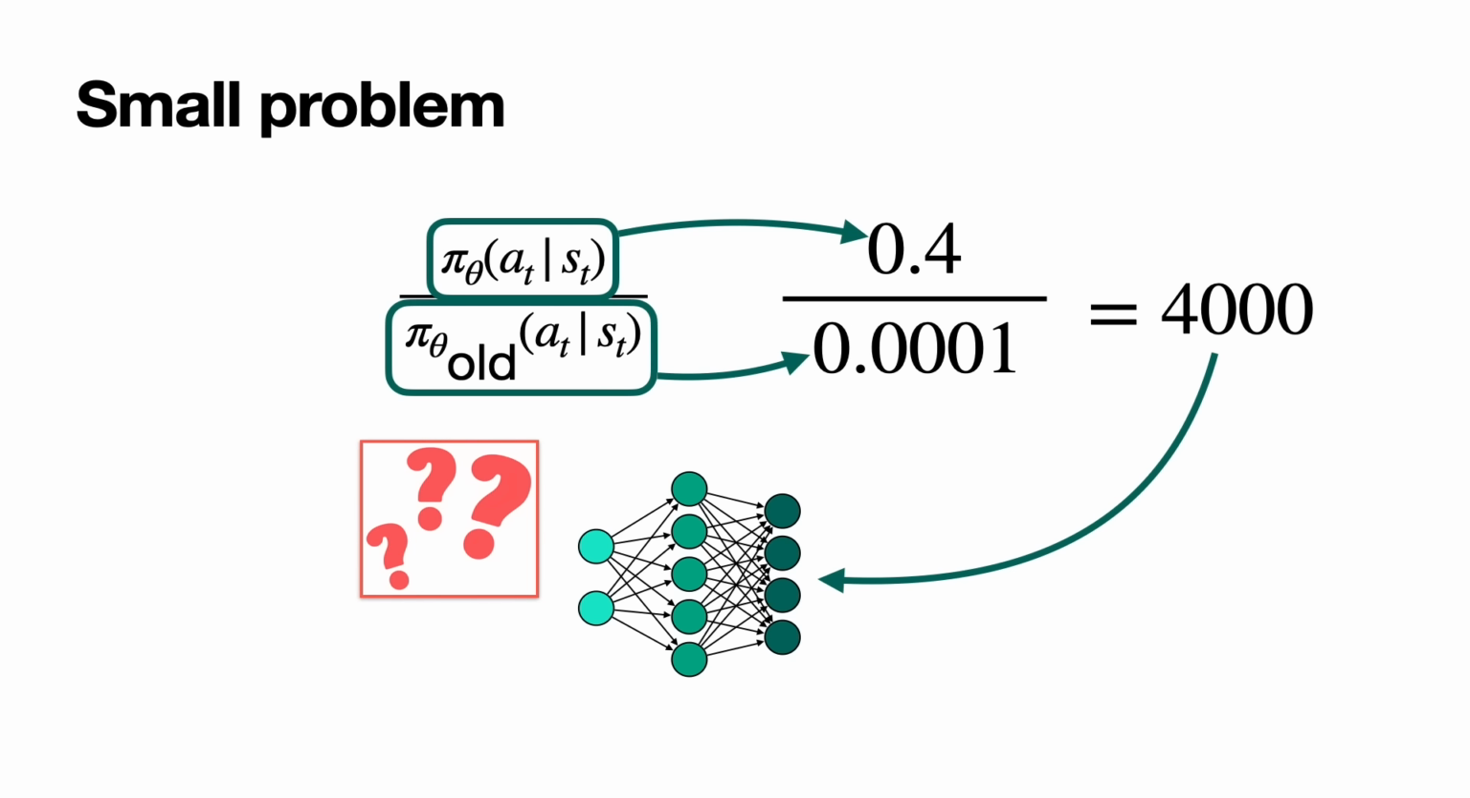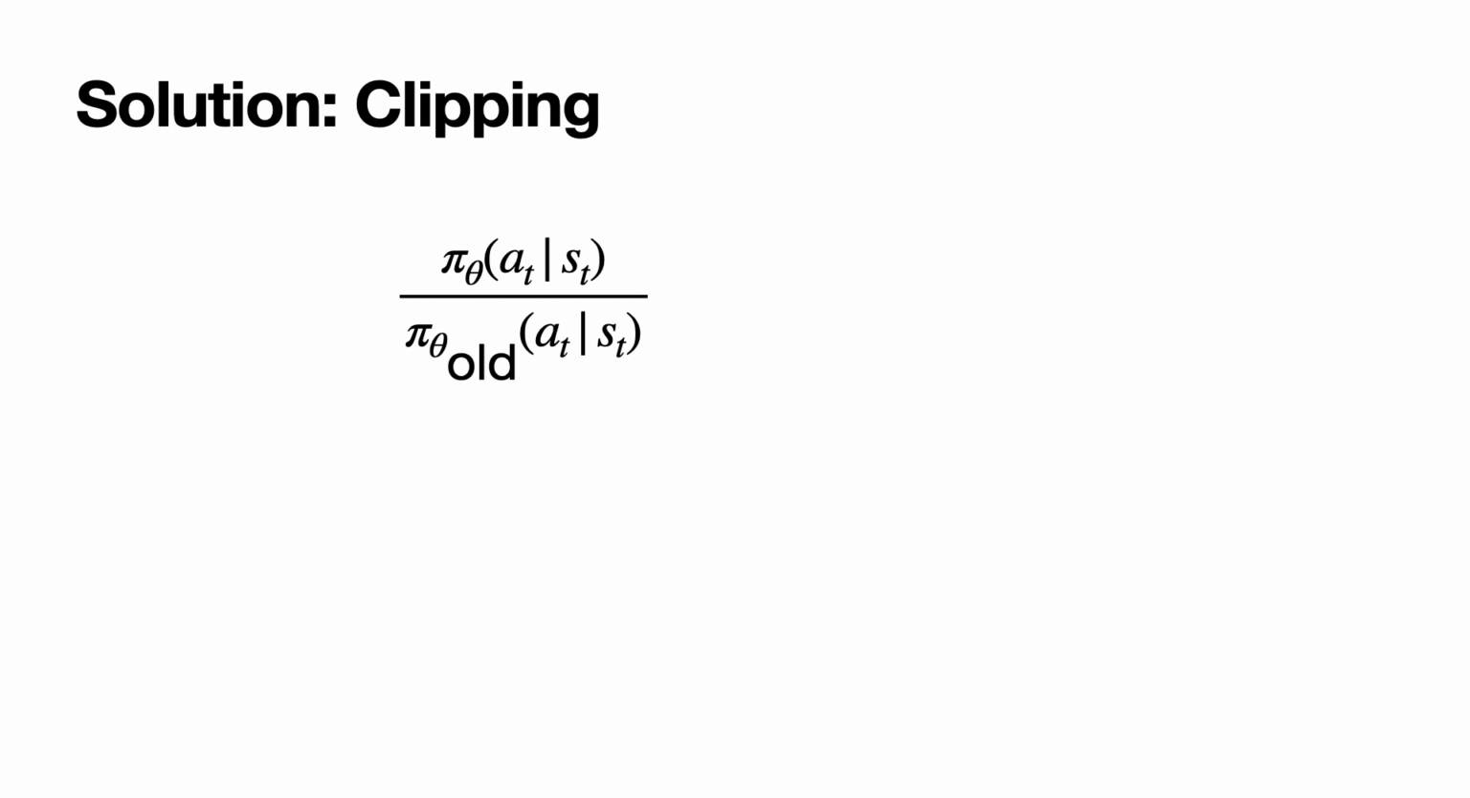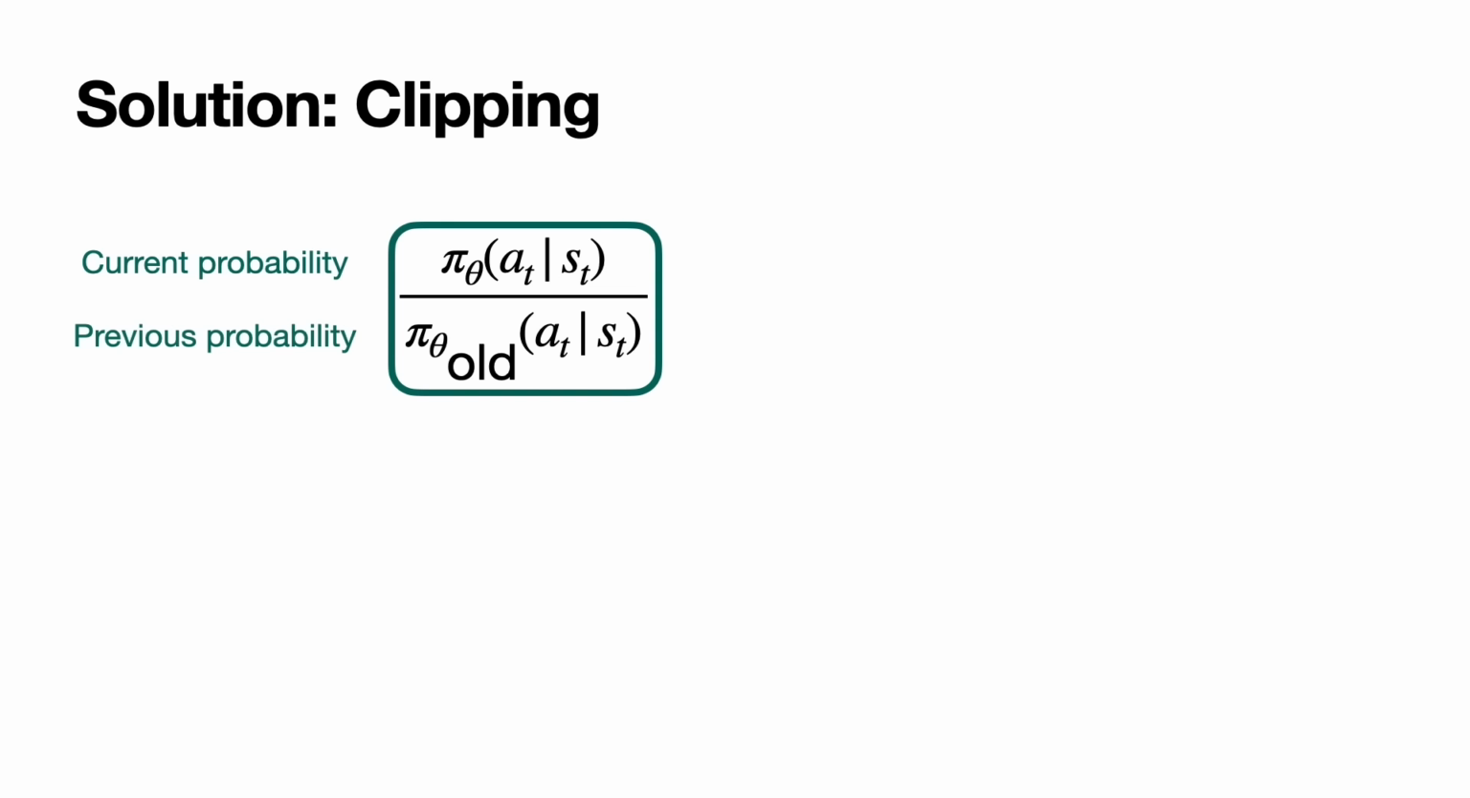So we actually want this surrogate loss function to not be drastically large or drastically small. We want it to be somewhere in the middle. So what do we do? Well, we're going to clip it. Let me show you how. Recall that the numerator is the current probability and the denominator is the previous probability. That means the probability in the previous iteration of the training of the neural network. Now, probabilities are between 0 and 1. So let's look at where the ratio of these two could fall.